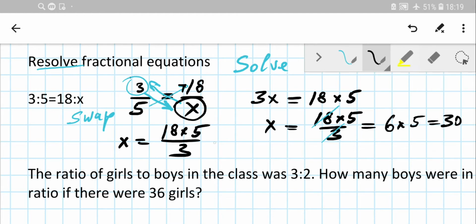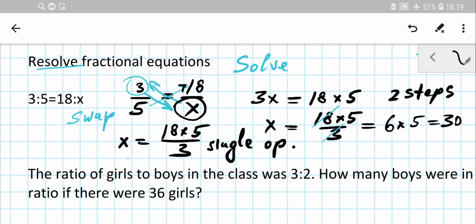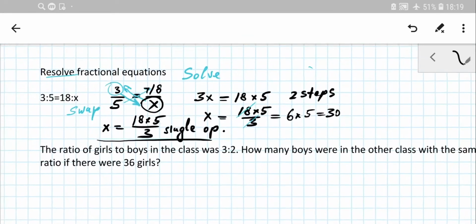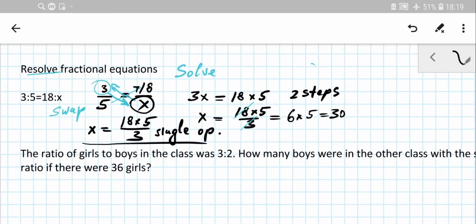And you see in one step, this is the single operation versus a two-step operation. So if you have confidence doing that, use a single operation instead of two. Okay, so let's give more examples.